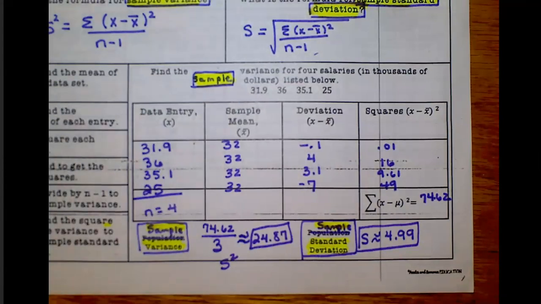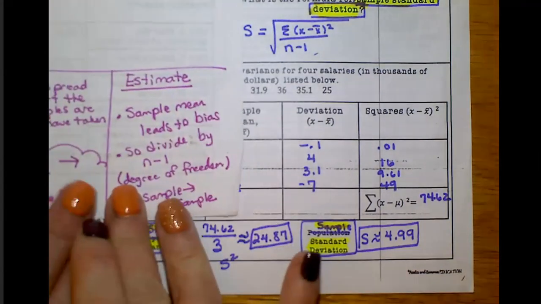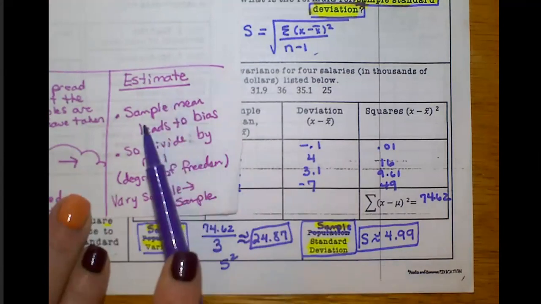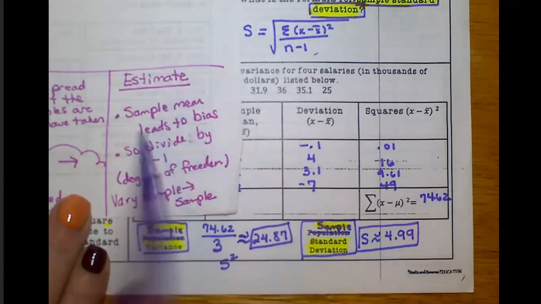Okay, the only thing different again is to make sure that you divide by n minus 1. And again, I wrote this down for you if you want to copy this. When you deal with an estimate, a sample mean sometimes leads to bias. So that's why you divide by n minus 1, which is called a degree of freedom, because sometimes these values vary from sample to sample.